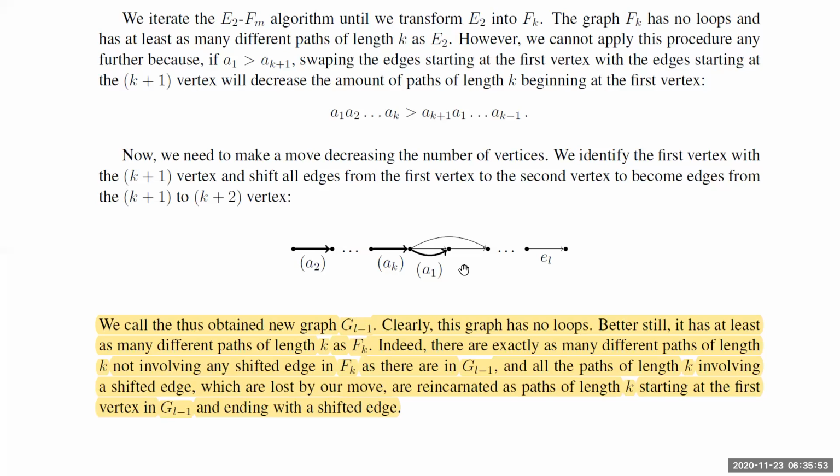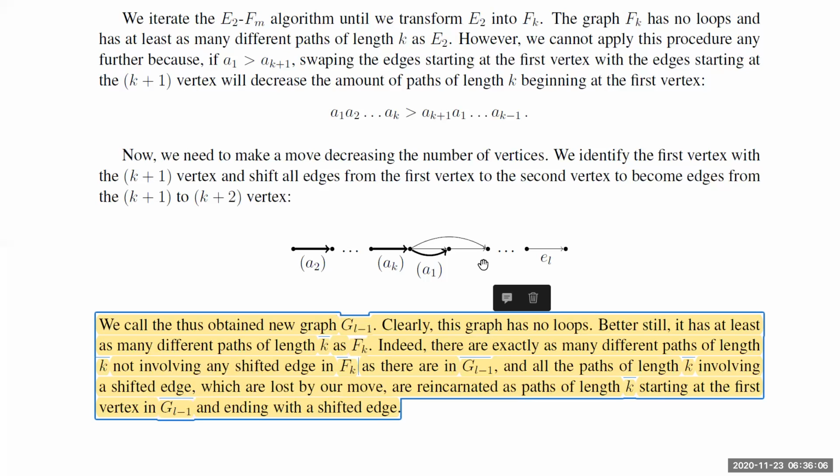So we are done. We can claim that in gl-1 we have at least as many different paths of length k as we had before. We might have more because it might happen that now we have some new opportunities with these new shifted edges being the first edges, and then we can take paths of length k-1 starting at this vertex here. But I don't know what L is, so it might happen, it might not happen. We don't care if we increase the number of paths. So what we care is that we do not decrease it.